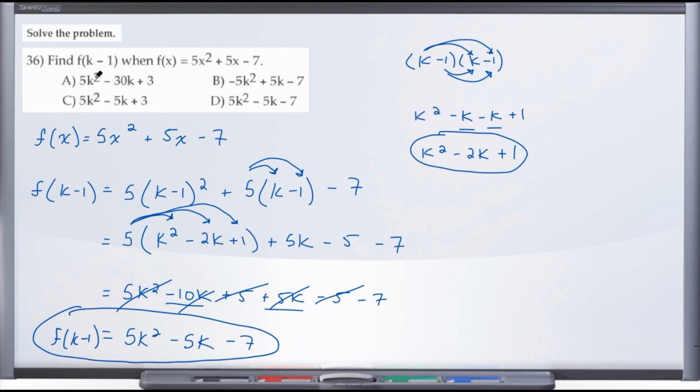Let's see. 5k squared minus 5k plus 3, no. So it's not this one, it's not this one, it's not negative 5k. Let's see, 5k squared minus 5k minus 7. There it is, number 36 is D. Perfect. All right, so there we have it, just solving the problem. You're given a function, you're given f of x, and then told to find f of something else. So anywhere you see an x in the original function, take that x out and plug in whatever they're giving you and evaluate if possible.